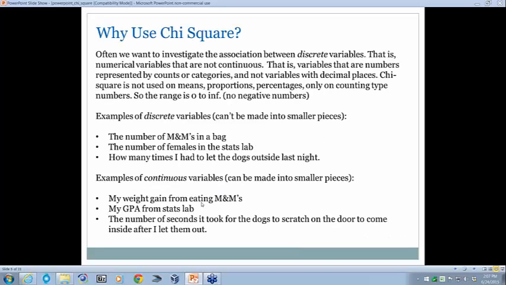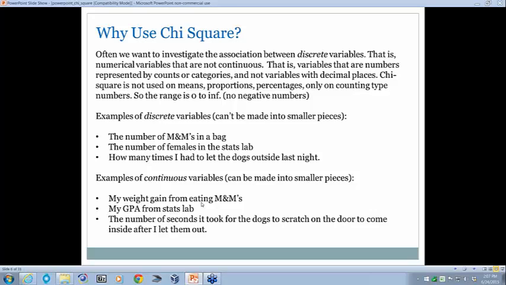Why use it? Well, often we want to investigate the association between discrete variables, and that is numerical variables that are not continuous. That also might sound like another language. However, what that means is that chi-square uses variables that are numbers, represented by counts or by categories. How many are in this group? How many are in that group? Not variables with decimal places. If you see a decimal place, most likely that's a continuous variable. Okay, if it's a count like 1, 2, 3, 4, then it would be discrete.